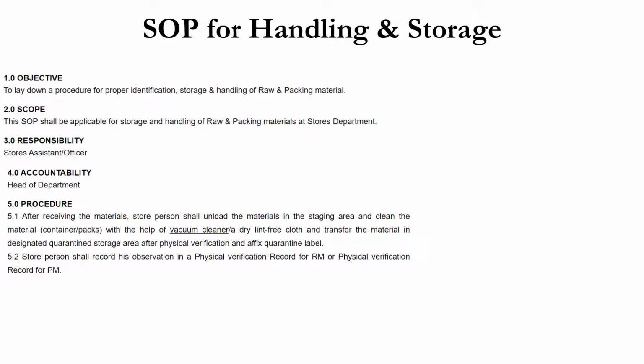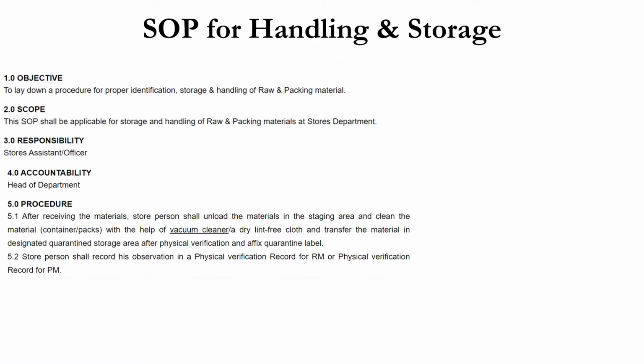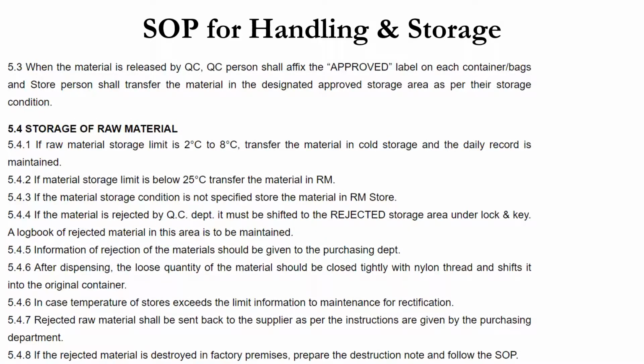After receiving the material, the store person shall unload the material in the staging area and clean the material with the help of a vacuum cleaner. The store person shall also record his observation in a physical verification record. We can see the physical verification record for PM. When the material is released by the QA/QC person, it will be affixed with an approved label. Raw material should be stored at the prescribed condition, whatever is written on the label, like 2 to 8 degrees Celsius or 25 degrees Celsius. So this should be released by QC.